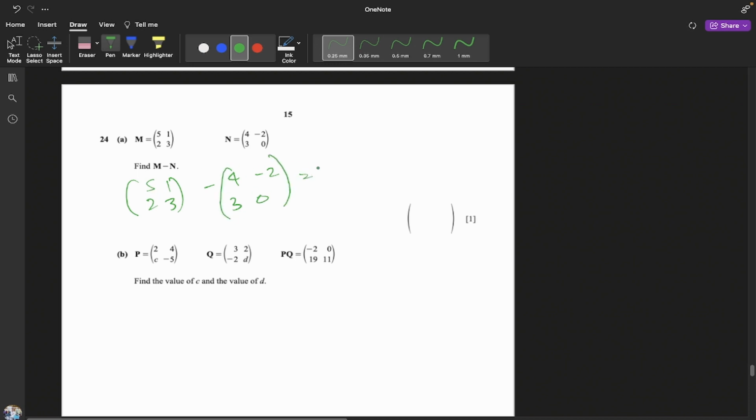Five minus 4 is 1. 1 minus minus 2 is, minus into minus becomes plus, so it's 3. 2 minus 3 is minus 1. 3 minus 0 is 3. So the answer is 1, 3, minus 1, 3.